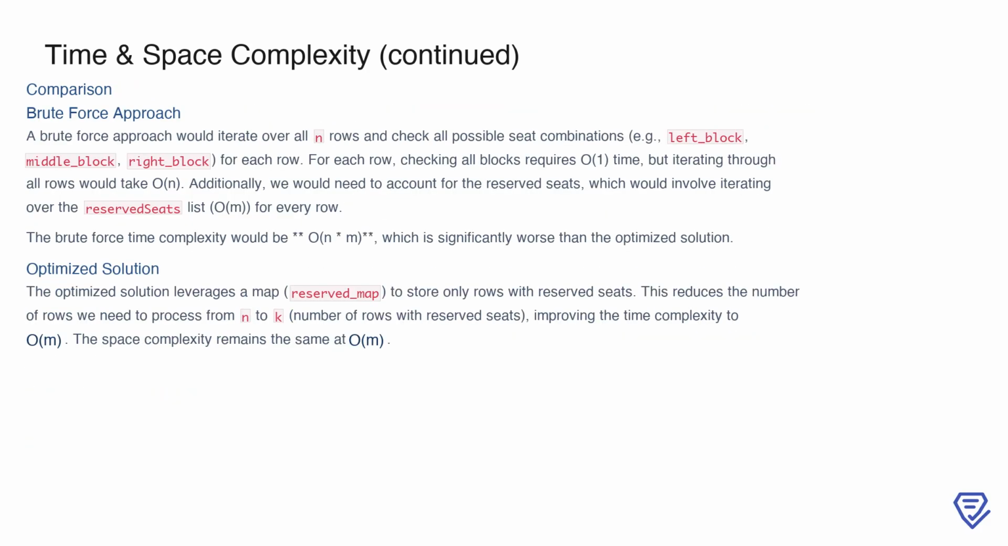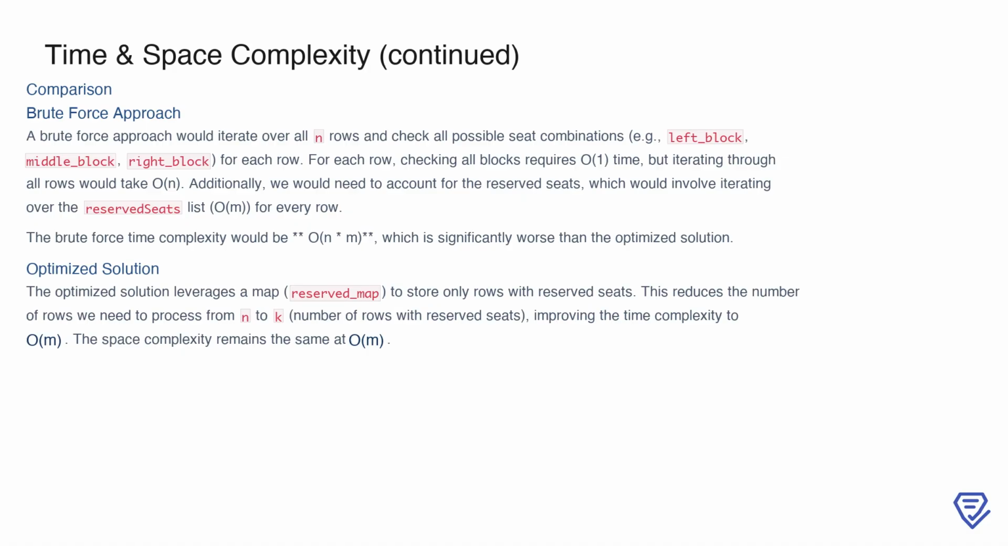When comparing the optimized solution to a brute force approach, the differences in efficiency become clear. A brute force method would iterate over all n rows and check every possible seat combination for each row. While checking the left, middle, and right blocks for a row is O(1), iterating through all rows would take O(n). Additionally, for each row, the brute force approach would need to iterate over the reserved seats list, which takes O(m) time. This results in a total time complexity of O(n*m), which is highly inefficient for larger inputs.